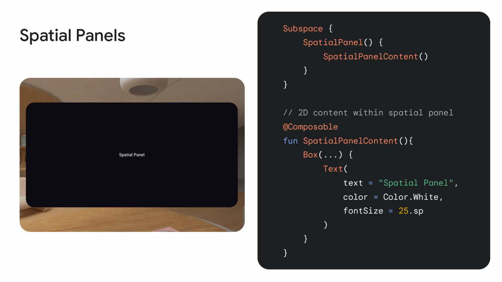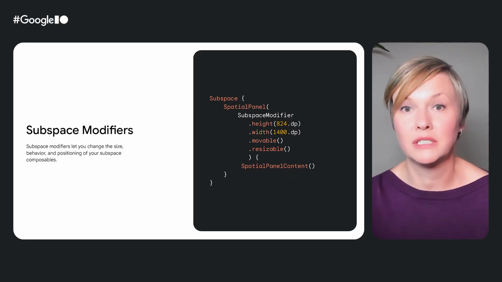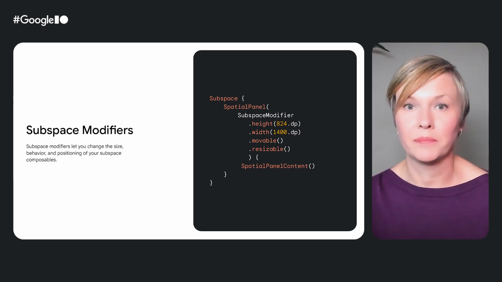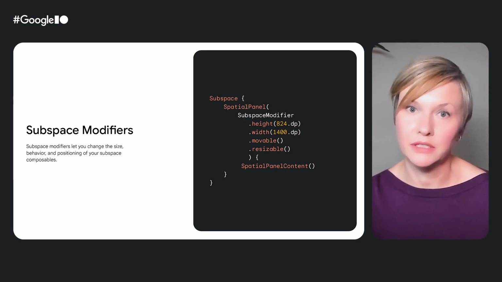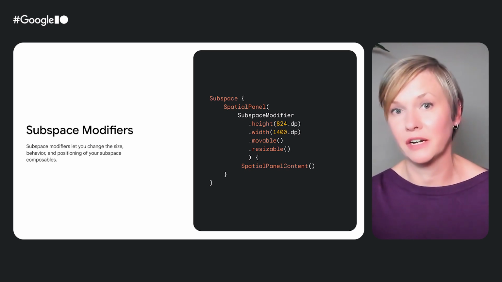Because a spatial panel is a subspace composable, you must call it within a subspace, as you can see illustrated in this example. Similar to how you use modifiers in Compose when you work with typical 2D composables, in XR you use a subspace modifier. While the concept is similar, they aren't interchangeable. When you work with a subspace composable, you use a subspace modifier.